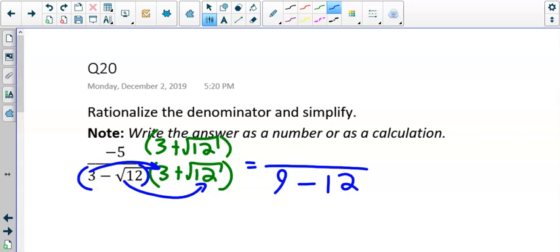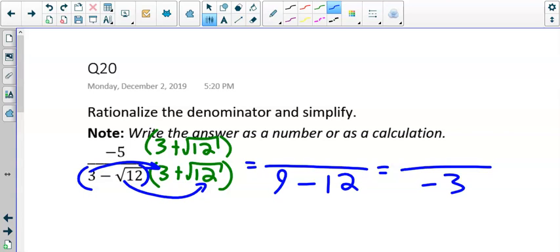If these two are the same radical, all that happens is the number pops out. That's a nice little property of radicals, but it only works if they're the same. So what is 9 minus 12? There's your denominator now.